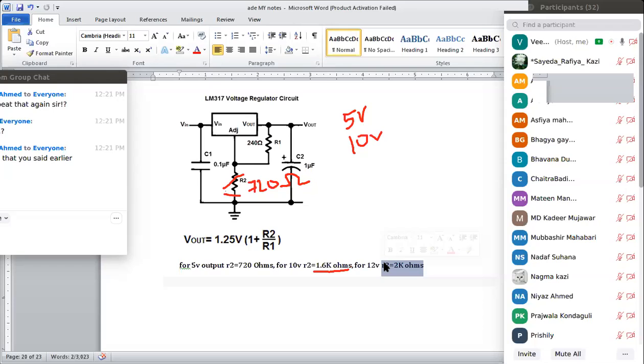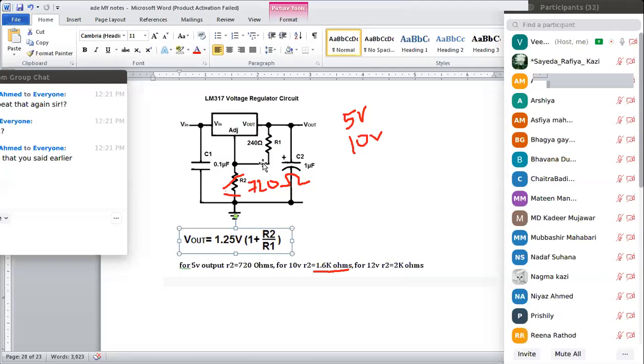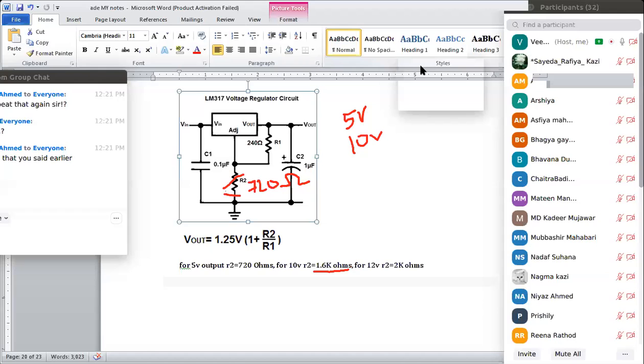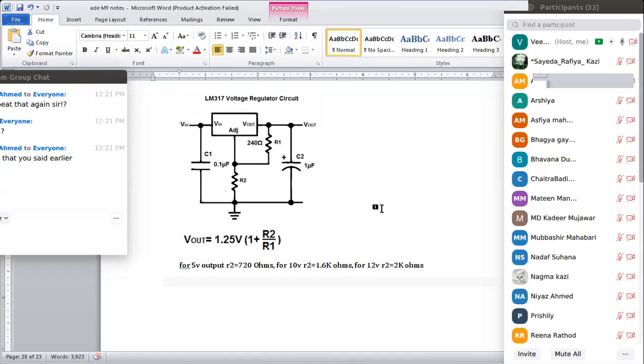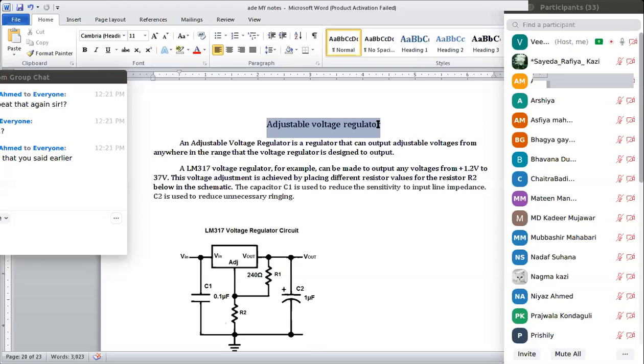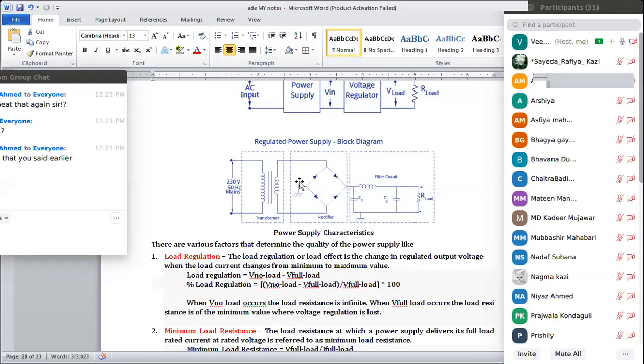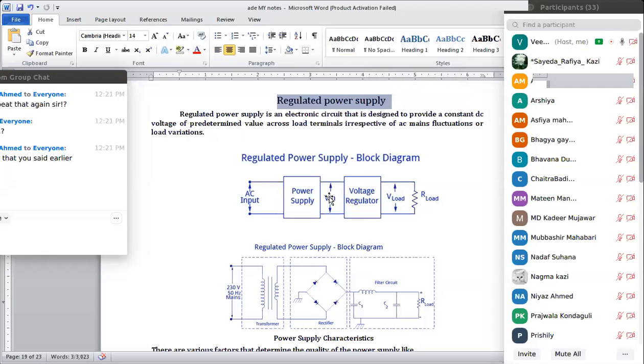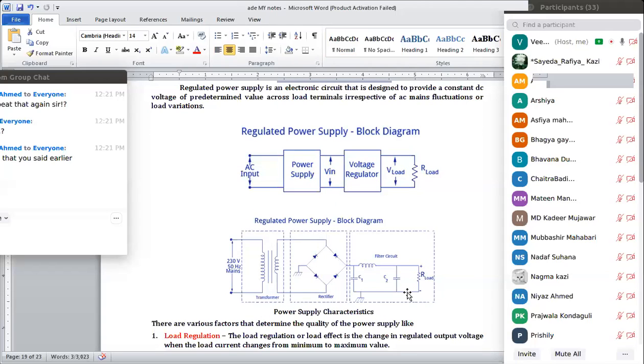R2 is a variable resistance here. As I change the value of this resistance, I am going to get a higher output voltage according to this formula, which has been designed for this circuit. So this is what is called an adjustable voltage regulator. The previous one was a simple voltage regulator, where the output is fixed at 5 volts. I cannot get more than that, or less than that.